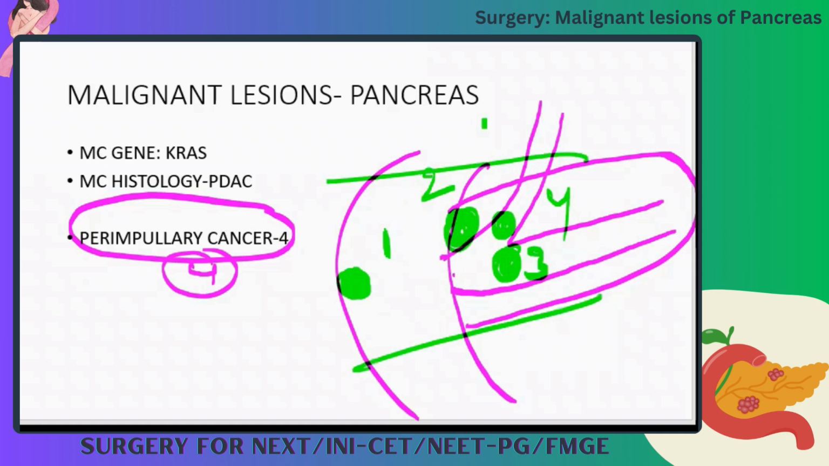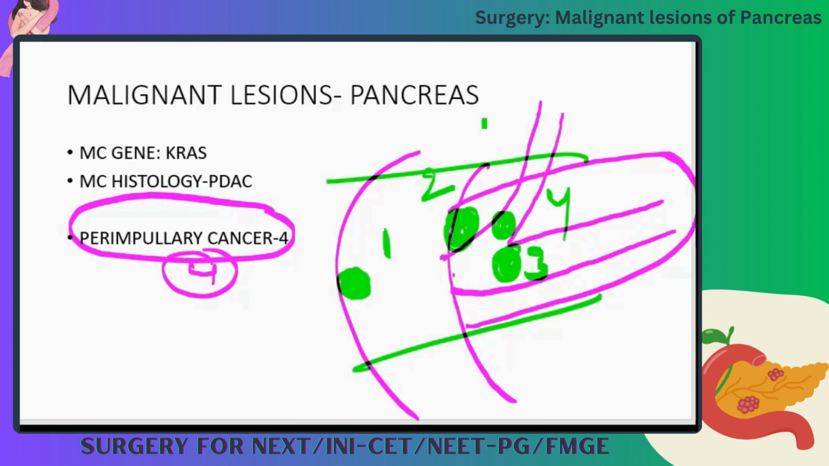Why is it so? Surrounding the ampulla. Though their anatomical origin is different, that is, one is coming from duodenum, one is coming from pancreas, one is coming from bile duct, they all behave in the same way. Clinical presentation is almost all the same. So treatment also is the same. So we call it as periampullary cancer. Is it okay? Okay.